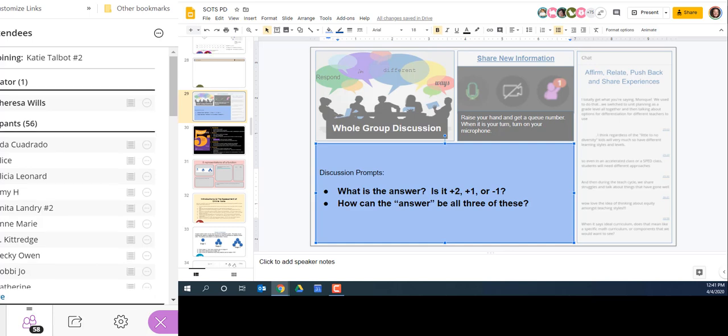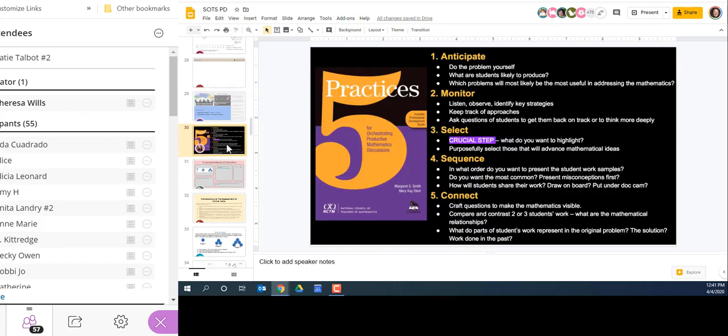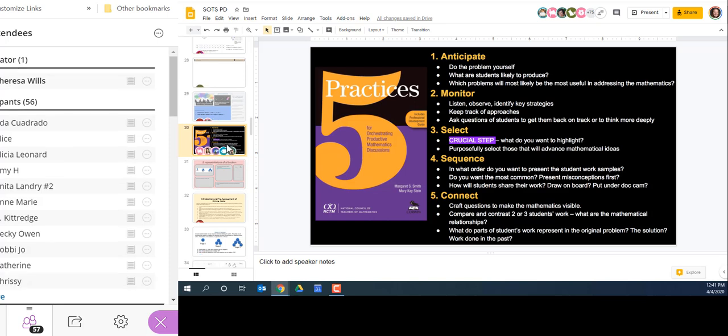And what I'm going to do next is model how to do the 5 practices. If you see slide 30, that is the book that I'm modeling this next part off of. In Smith and Stein's work, they talk about anticipating ahead of time what your students will do. As I mentioned, I had 26 samples that I was ready for.